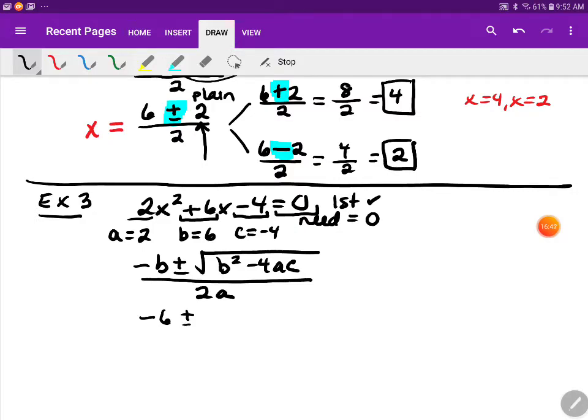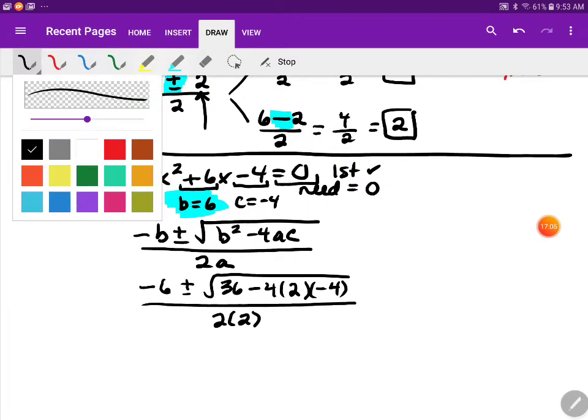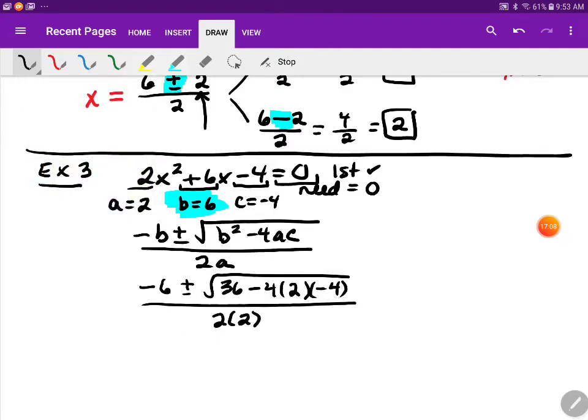Okay, so opposite of b would be negative 6. B squared would be, I'm going to take this blue number and square it, so that's 36. A and C, let's see what A is. A is 2, and C is negative 4. Divided by 2, and then A is 2. Okay, so we have negative 6. On the bottom we have a 4. Okay, so let's highlight this middle part.